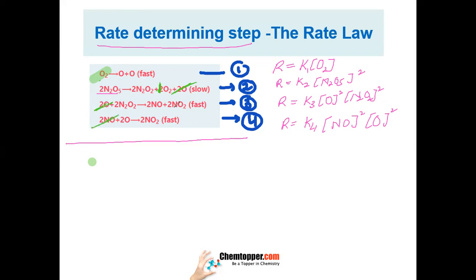These two NO cancelled. These two O cancelled. Is there anything else cancelling out? Okay, so write down the overall reaction. Now what is left? Naisha, you're getting it? It's really fun.